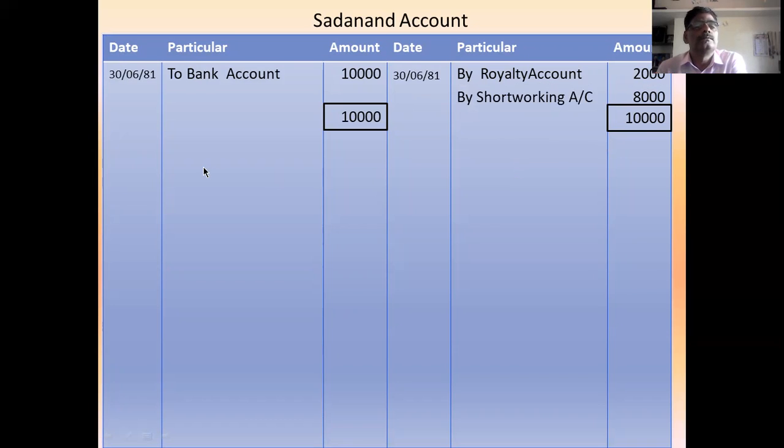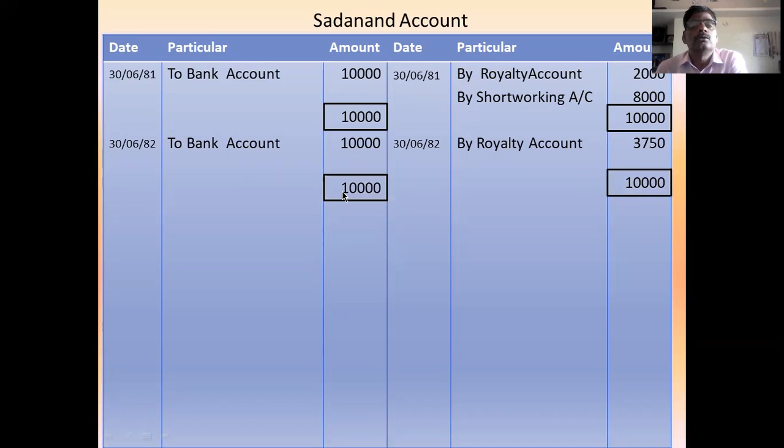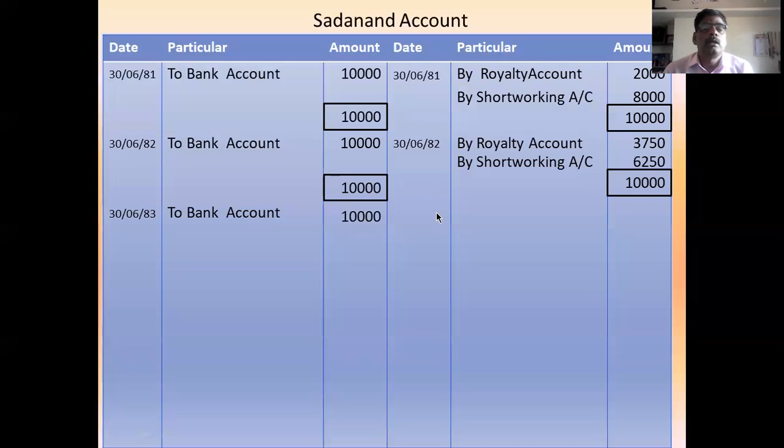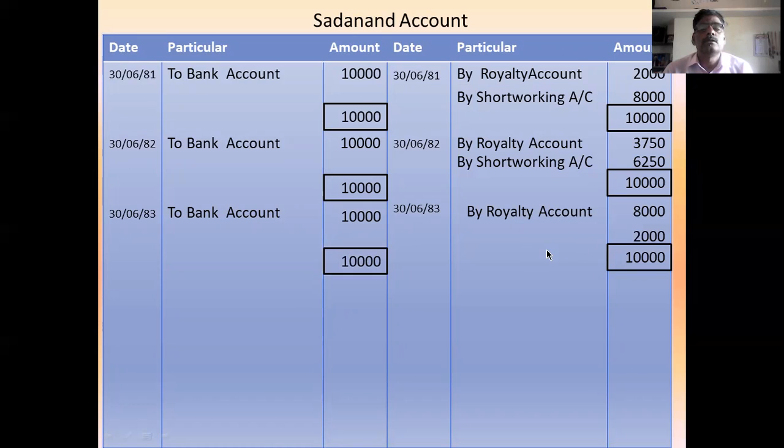By short working. Second year, date to bank. Payment column 10,000. Date by royalty. Royalty 3,750. Take the total 10,000. Difference 6,250. This is short working. Date, to bank. Payment 10,000. Date, royalty 8,000. Total 10,000. Difference 2,000. It is short working.